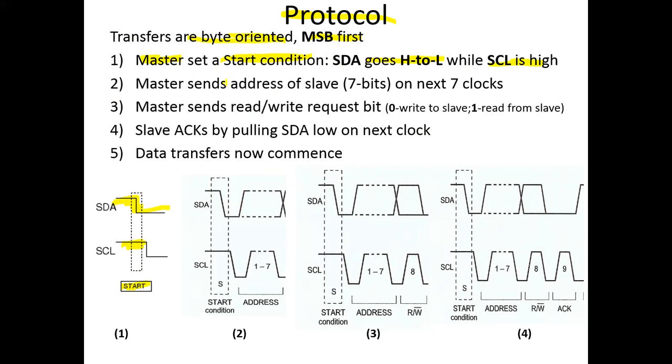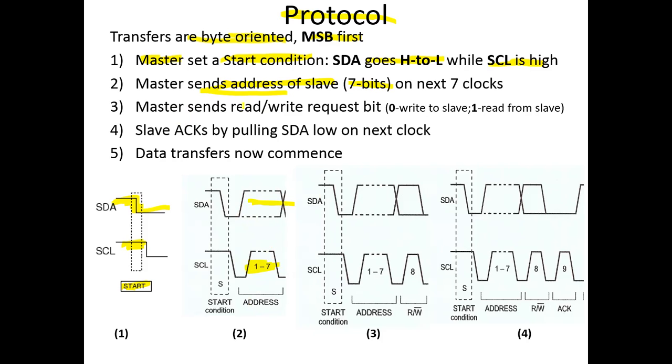Then the master will send the address of the slave. So we can have a 7-bit or 10-bit address. So here, let's suppose that we have a 7-bit address. So the next 7 bits here will be for the address of the slave. And the master has to send the address.